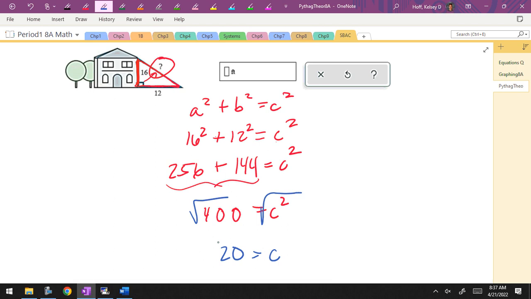All of your problems are going to look very similar to this today. Okay? You 100% have to have work. Grab grid paper. Go to work. I'll print you one.